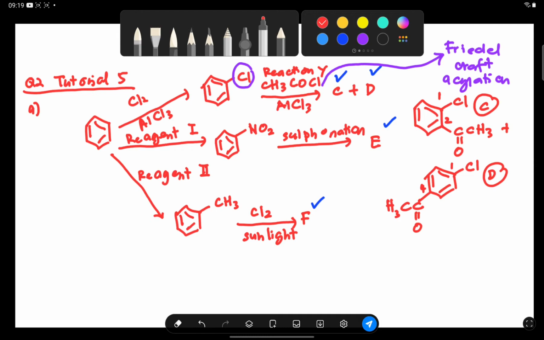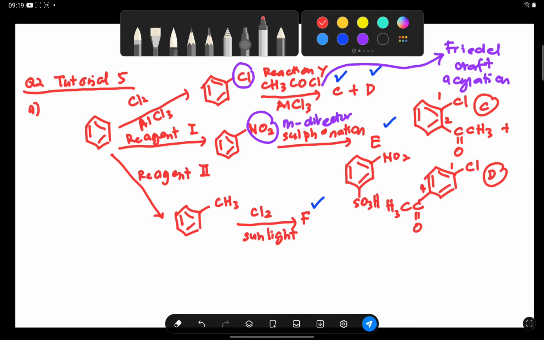The function is it will direct the SO3H to the meta location, because NO2 is a meta director. So it will direct SO3H to the meta location, which is 1, 3. So the answer is NO2, 1, 2, 3, and SO3H. Okay.